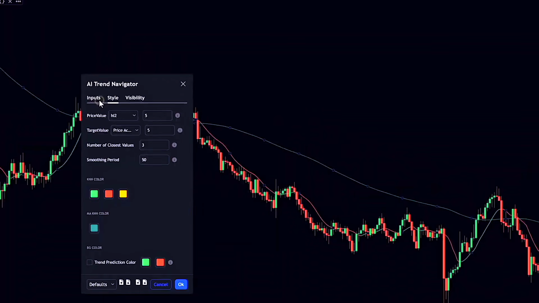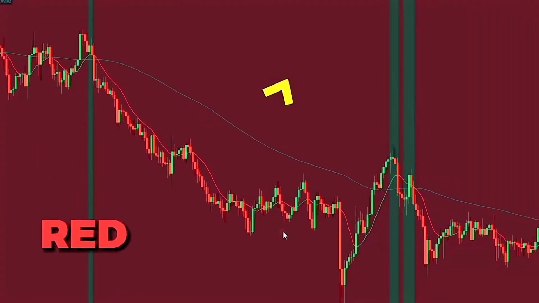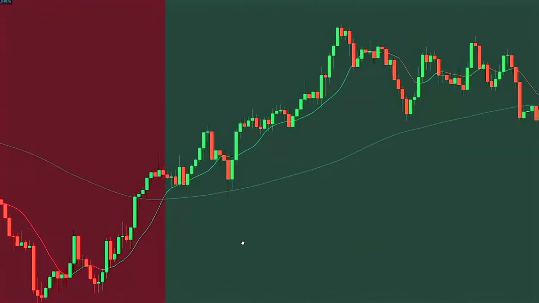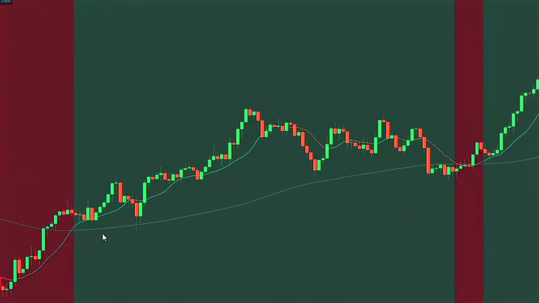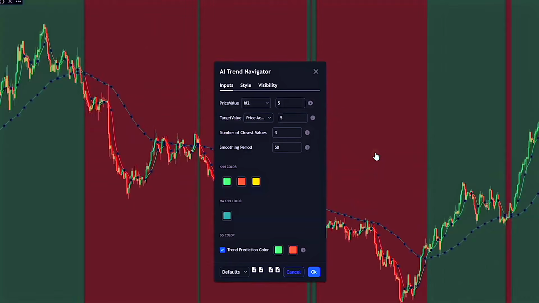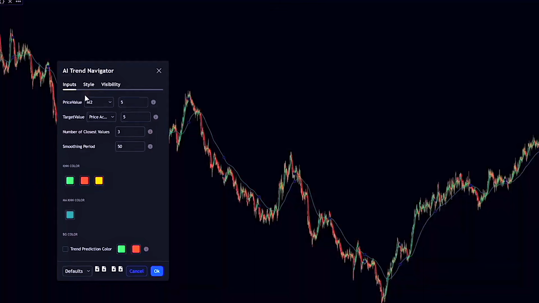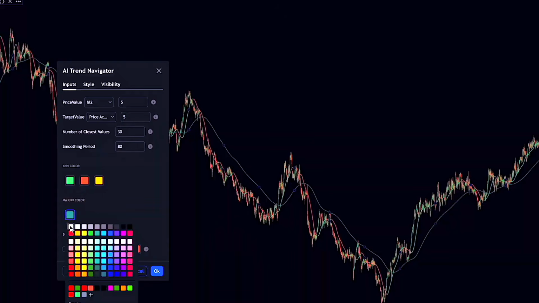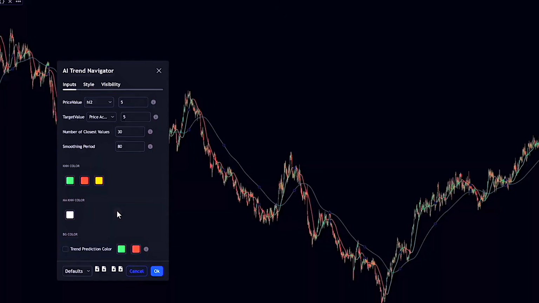In settings, you'll notice a third feature, background colors. Red for bearish, and of course, green for bullish. For this strategy, we're skipping those since they mostly mirror the KNN classifier's position relative to the average KNN classifier. Instead, set the number of closest values to 30, smoothing period to 80, change the MAKNN color to white, and turn off the trend prediction color. Then click OK.